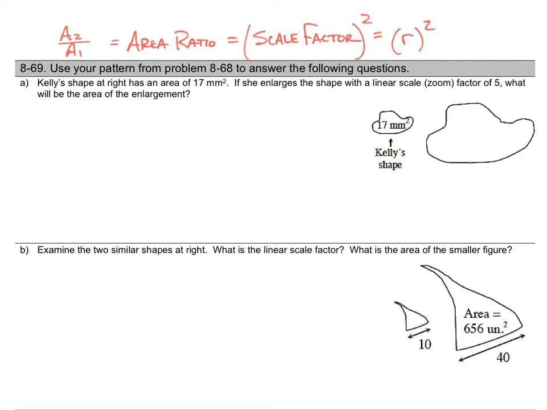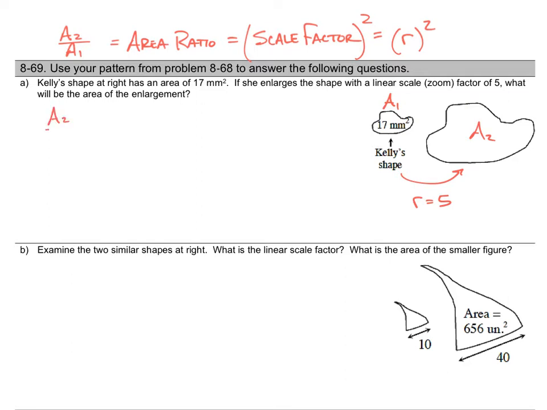8-69: use your pattern from problem 8-68 to answer the following questions. Kelly's shape at right has an area of 17 square millimeters. So let's call this A1. If she enlarges the shape with a linear scale or zoom factor of 5, what will be the area of the enlargement? So they want to know what A2 is.